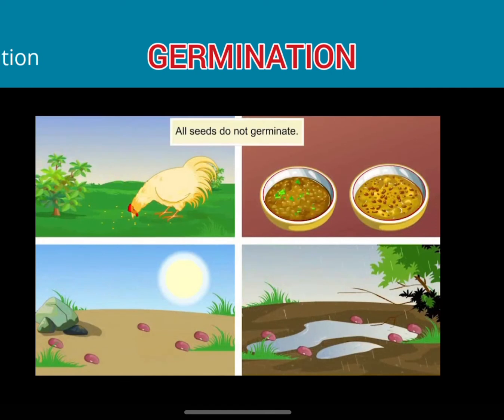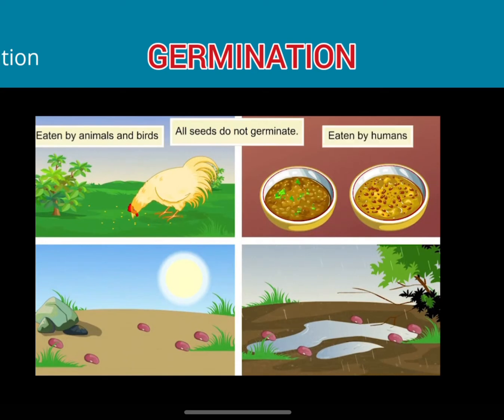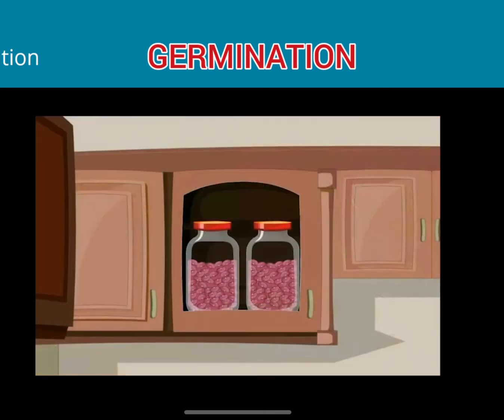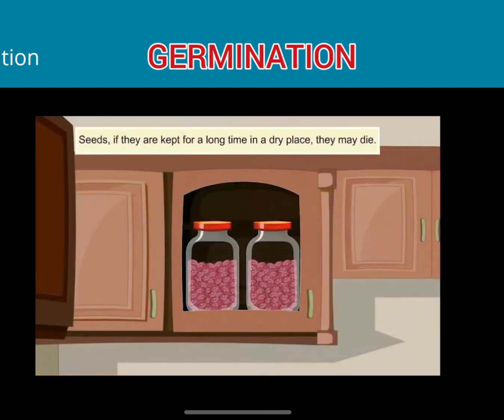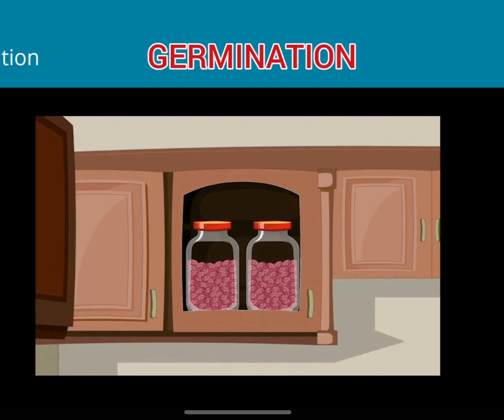All seeds do not germinate, as some are eaten by animals, birds, and humans, and some are destroyed by heat and rain. And some seeds, if they are kept for a long time in a dry place, may die. Let's study the germination of a seed in detail.